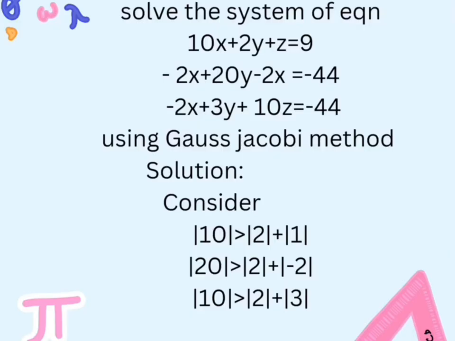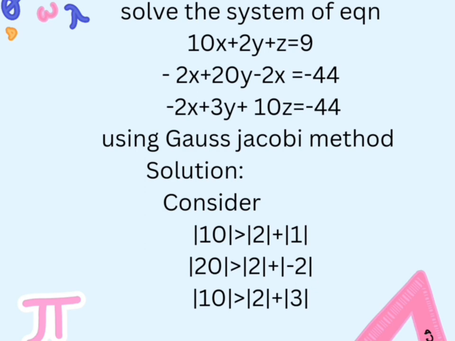Thank you. Hello guys, we can see the next problem. Solve the system of equations 10x plus 2y plus z is equal to 9, 2x plus 20y minus 2z is equal to minus 44, minus 2x plus 3y plus 10z is equal to 22 using the Gauss-Jacobi method.